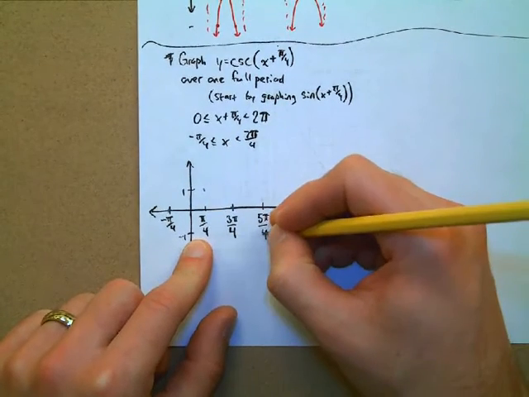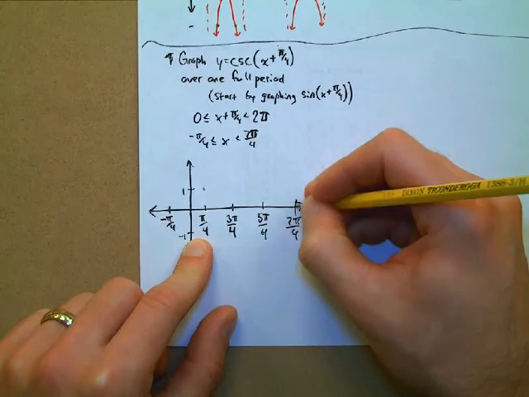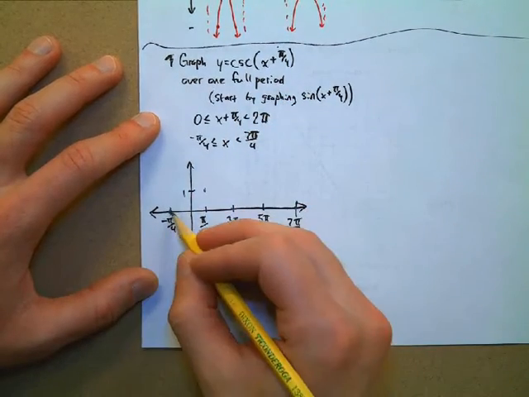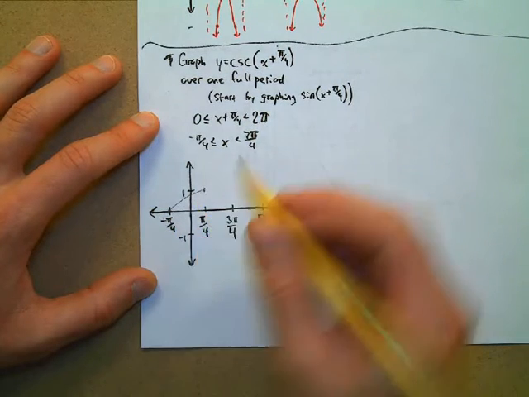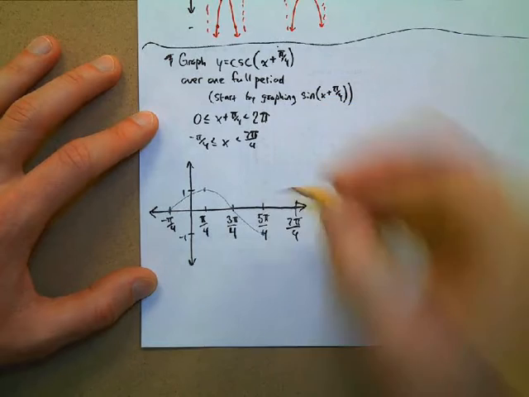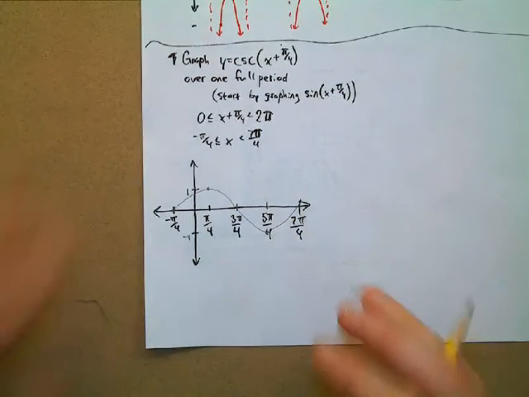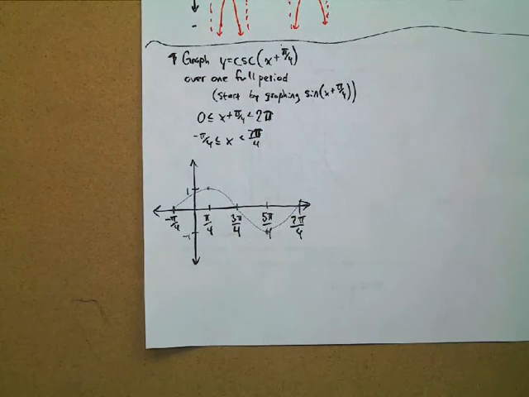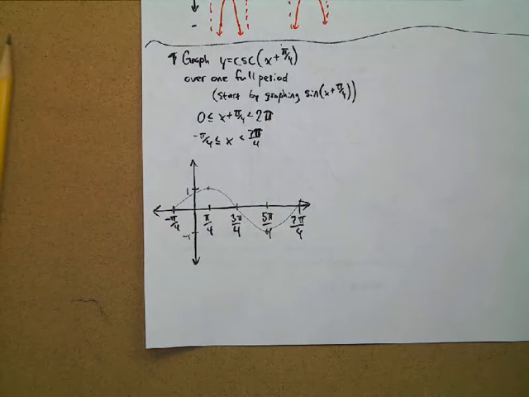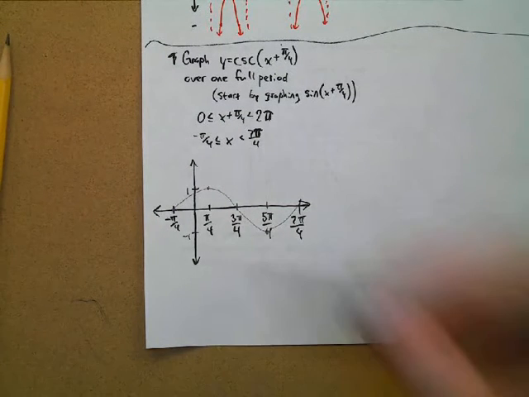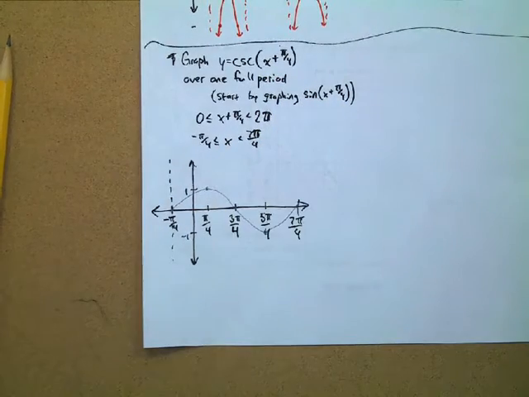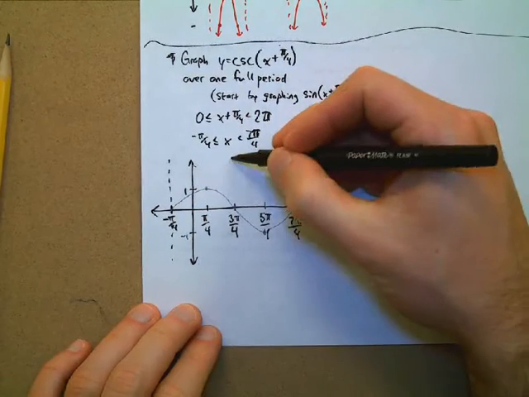Okay, so you've got your sine graph in there, and now wherever our zeros are on our axis, those are going to be our asymptotes. So we're going to have an asymptote at negative pi over 4, 3 pi over 4, and 7 pi over 4. Again, the reason for that is that if we have a value of 0, then the reciprocal of 0 will be undefined. So those are all going to be asymptotes.